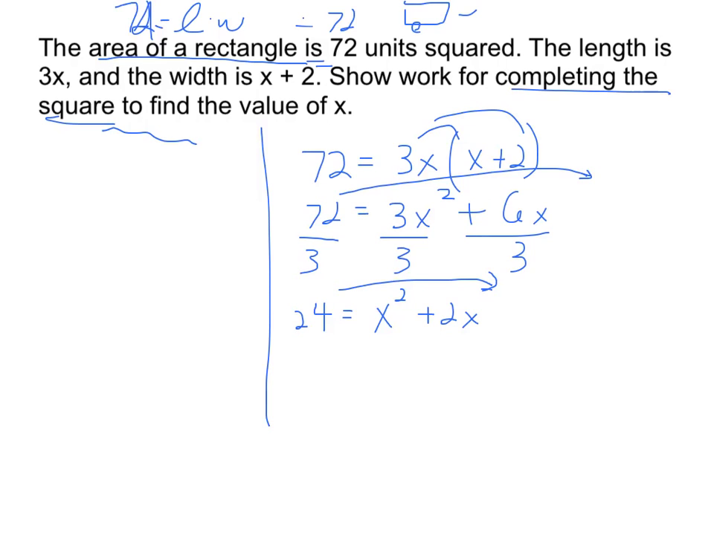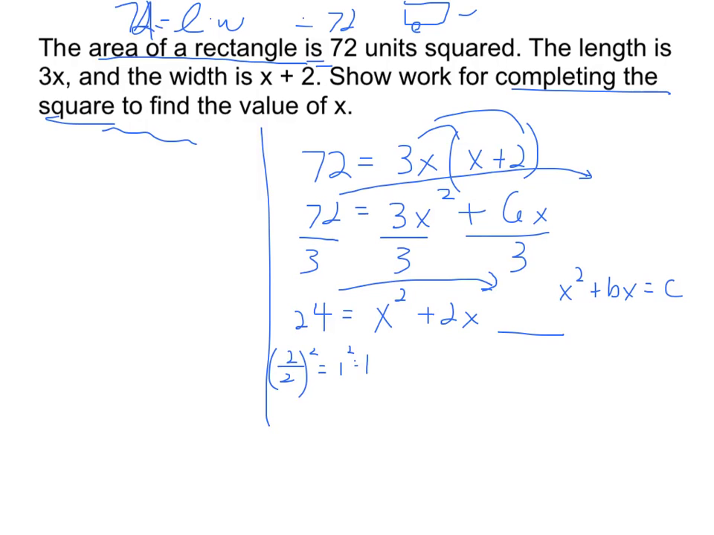Okay, it's already in the format that we want, right? The x squared plus bx is equal to c. That's a format that we want. So now we can find out, well, what number would complete the square? To do that, we do b. b is 2. Half of b squared. Well, that's 1 squared, which is 1.